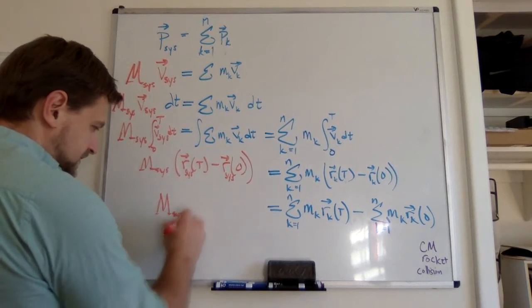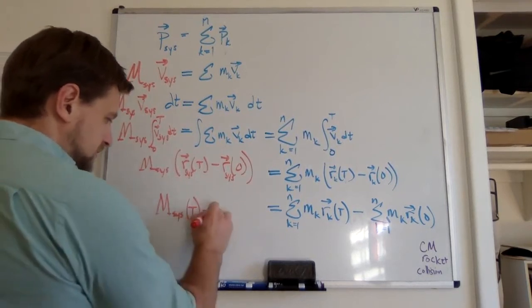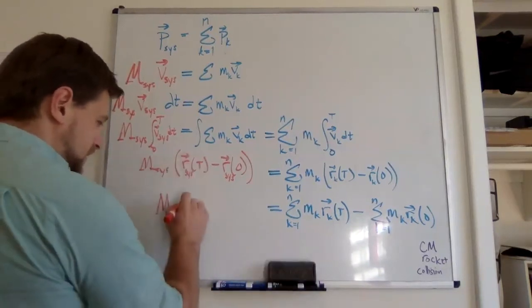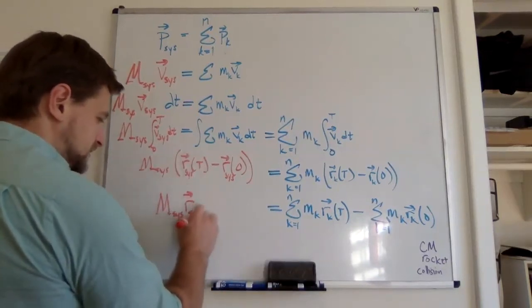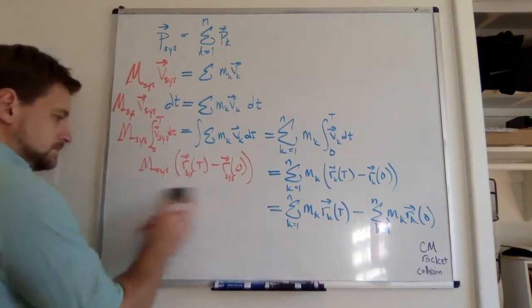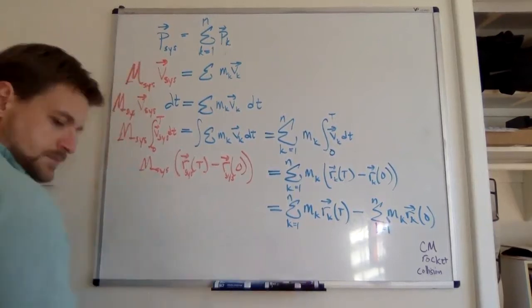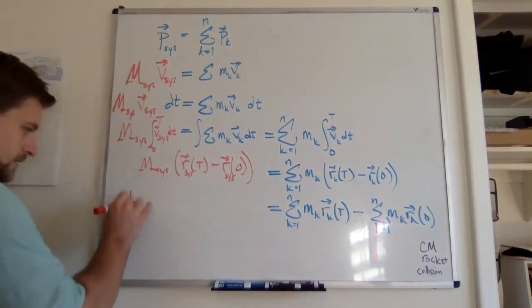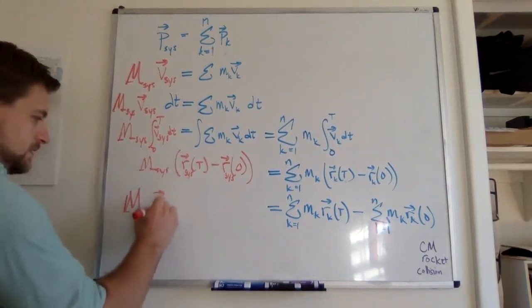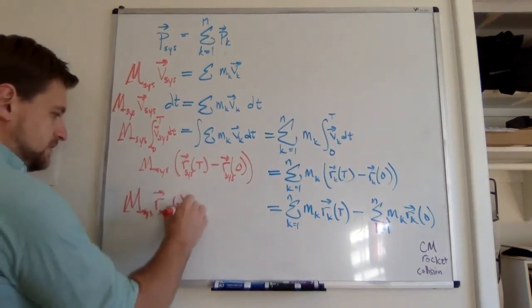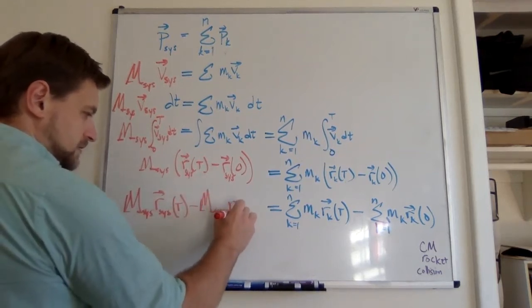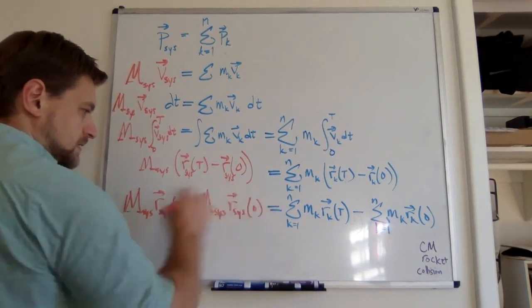Oh wow, we're getting all kinds of stuff here. Hold on, I got it back. First term: M system R system of T minus M system R system at 0.